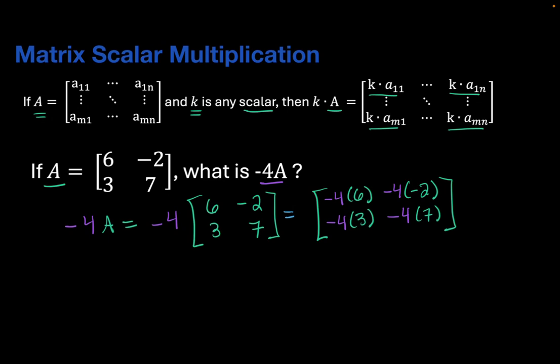And then we would simplify, and we would see that -4 times 6 is -24, -4 times -2 is +8, -4 times 3 is -12, and then -4 times 7 is -28. And that would be -4 times matrix A.